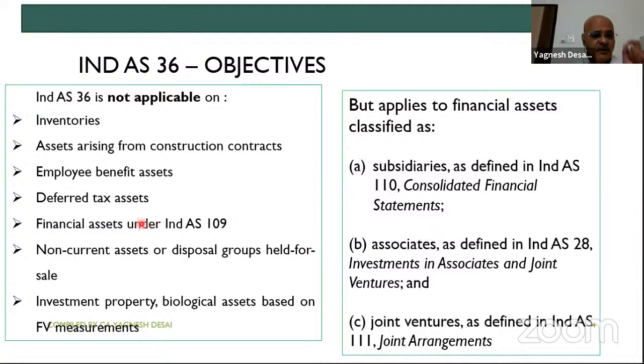The difference between these two is that normally when we talk about Ind AS 109, we refer to the assets subsequently measured at fair value through profit and loss account and fair value through other comprehensive income.